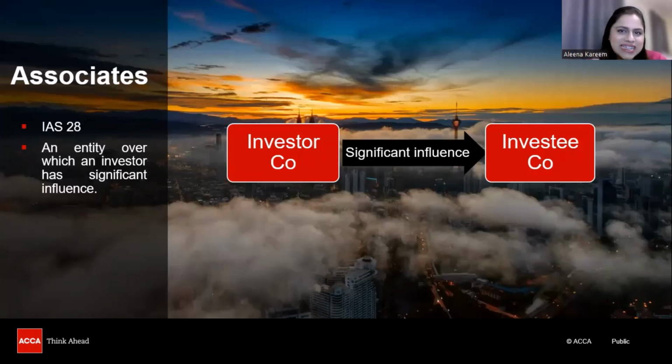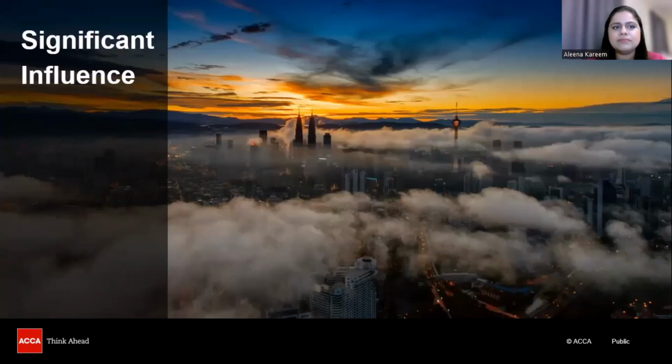Just the words significant influence show that it is in a position of authority. So it does not have complete control over how the investee is going to work, but it still has a major influence on it. How that is possible, we will see shortly.